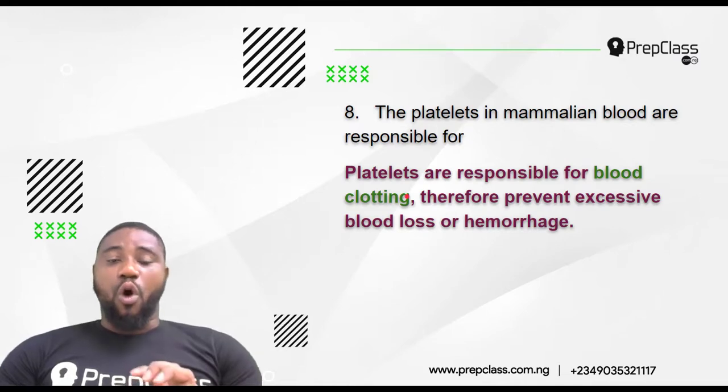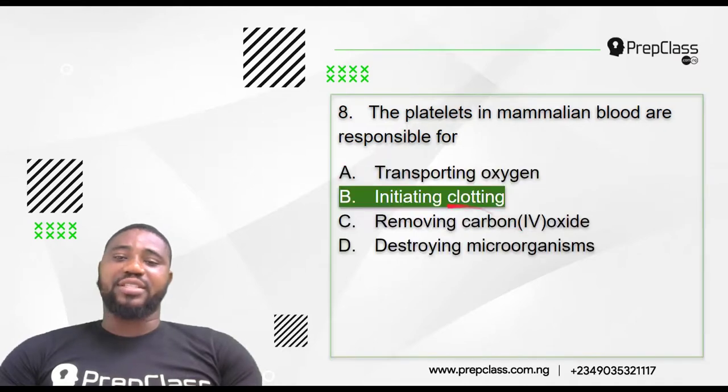A proper blood clotting helps to prevent hemorrhage. Hemorrhage simply means loss of blood. So that's the essence of the platelets, to prevent what? Loss of blood. So the answer is initiate blood clotting. That's the job of the platelets. 9.